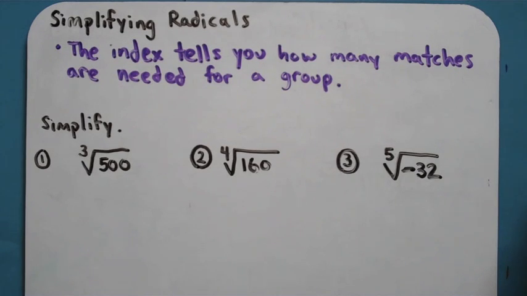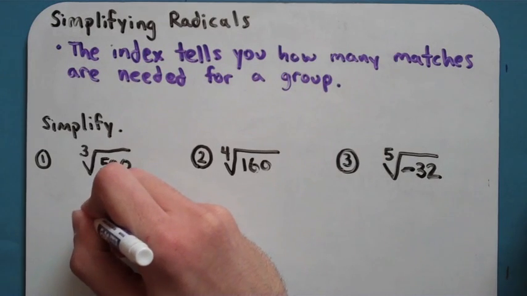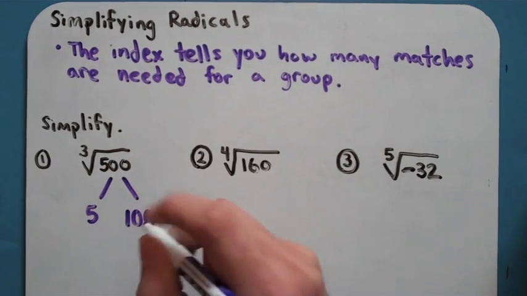Now, the good news is, if you understand how to do it with square roots, which you all do, this process is going to be the same thing because we're going to do it still with factor trees. So if you're asked to simplify a radical like this first one over here, the first thing I'm going to do is bust out my factor tree, just like we always do.